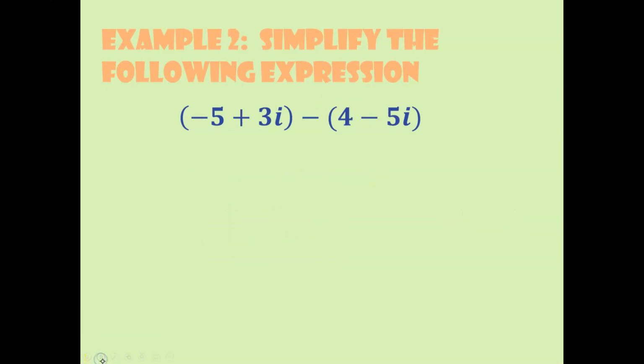All right. Number 2, same thing here. I see I've got subtraction there. So we're going to distribute that subtraction symbol. Bring down your first set, -5 plus 3i. That negative times that positive is going to be -4. And then that negative times that negative is going to be positive 5i.